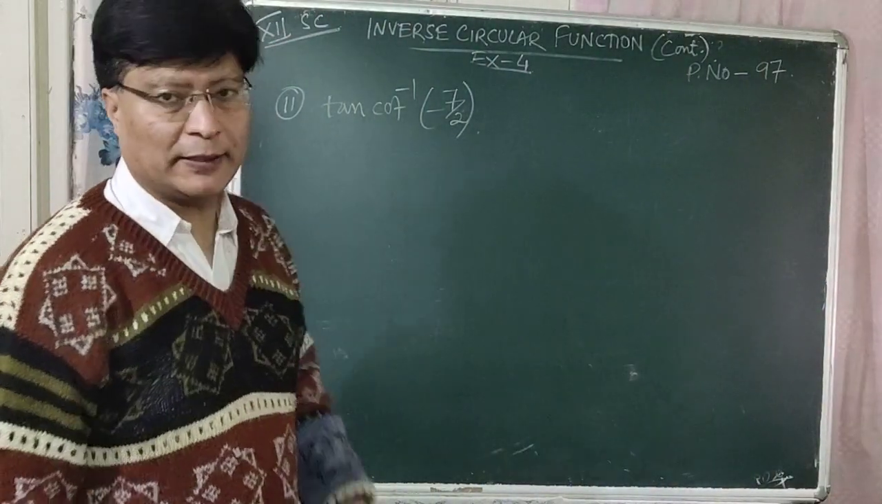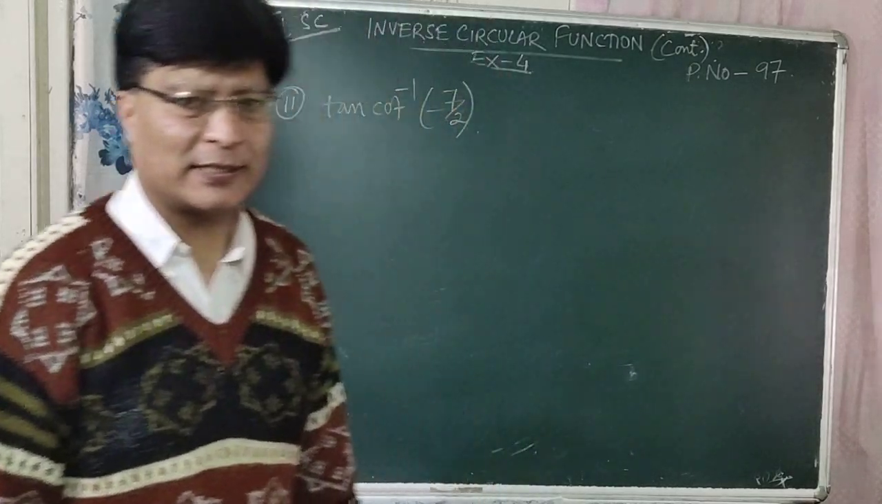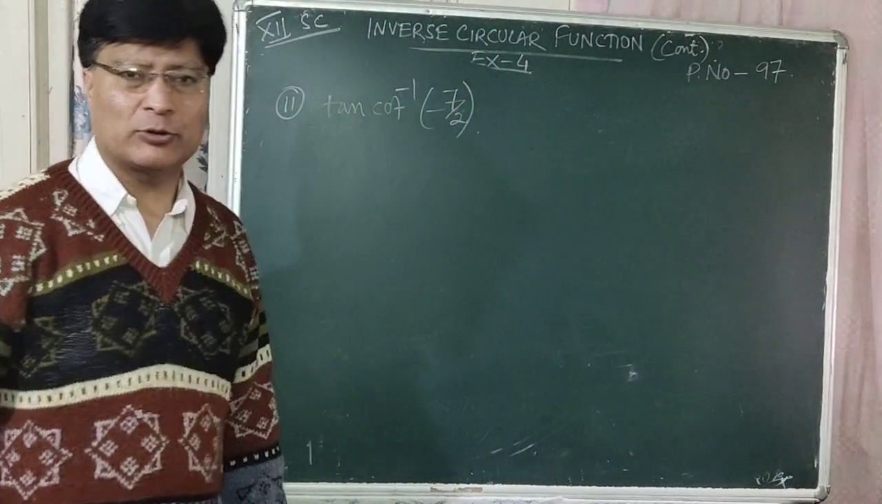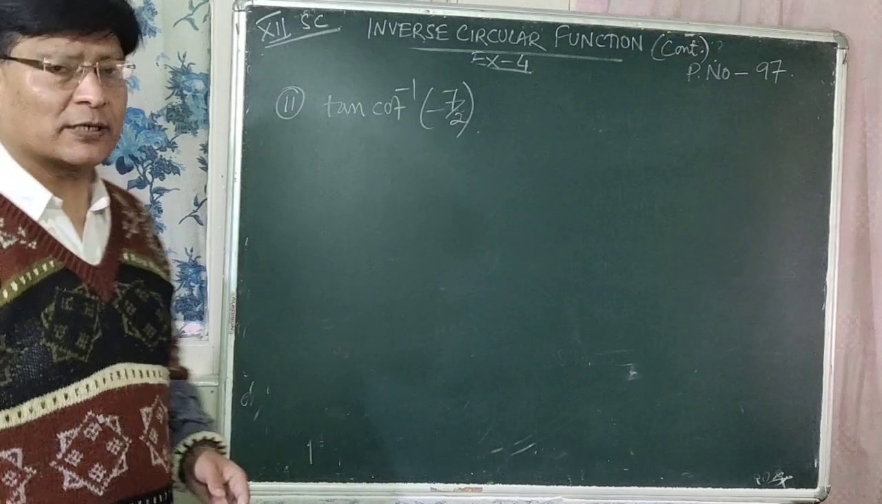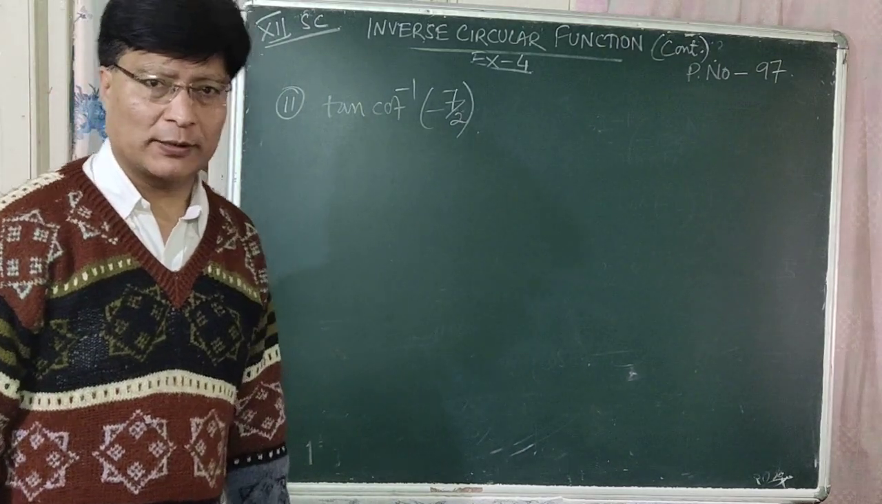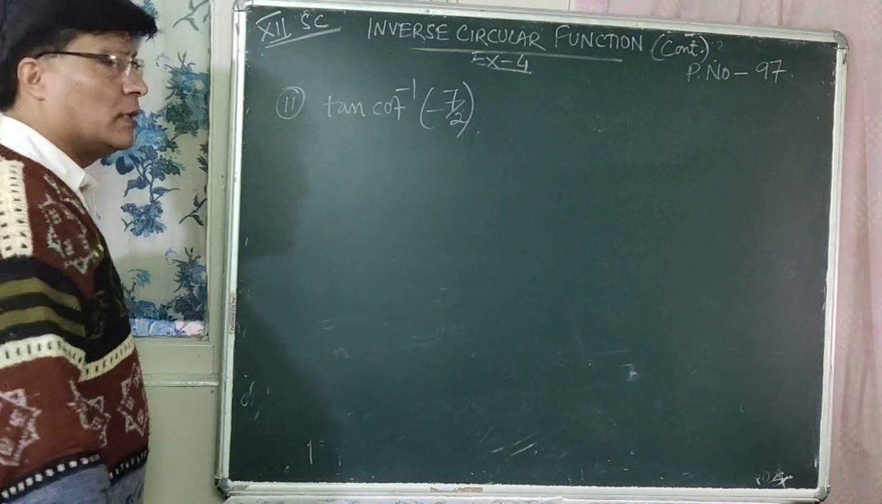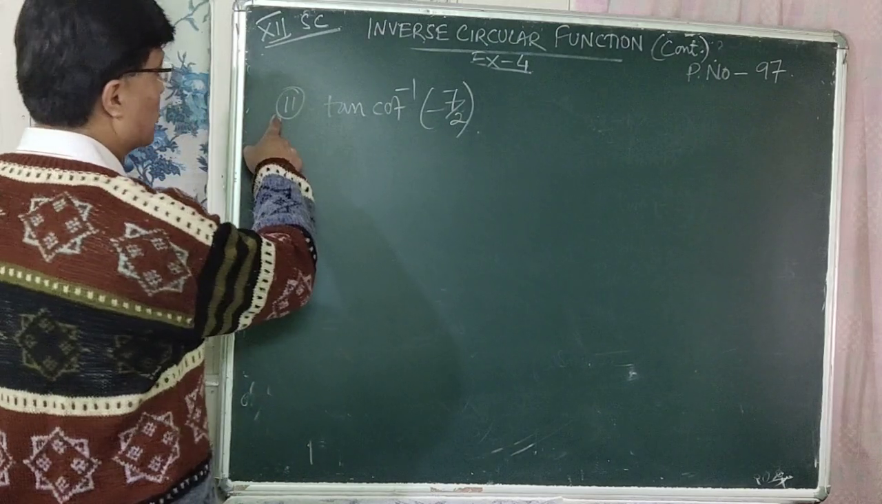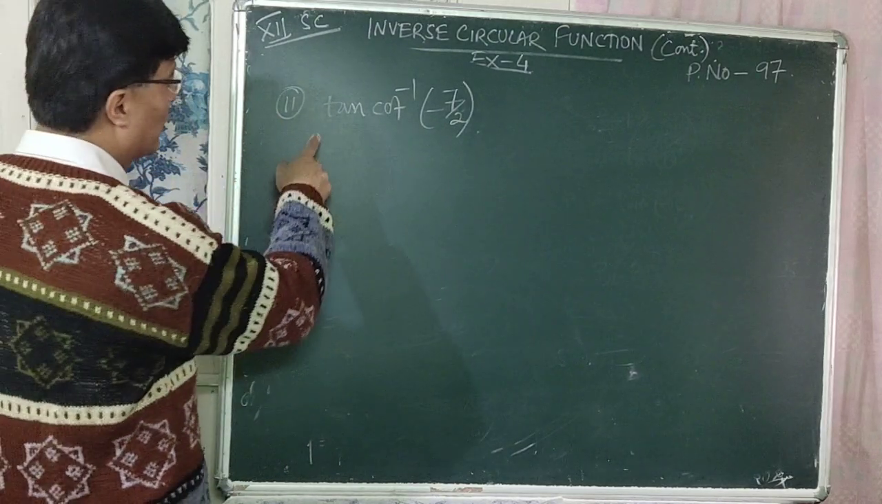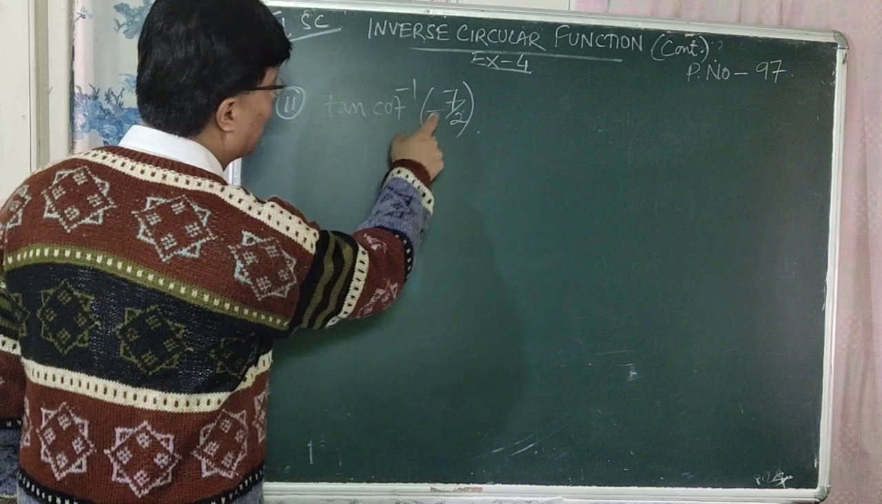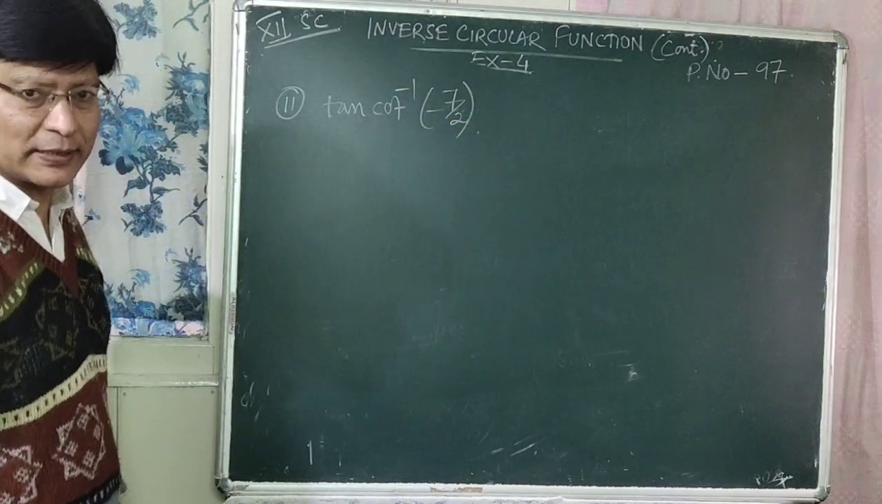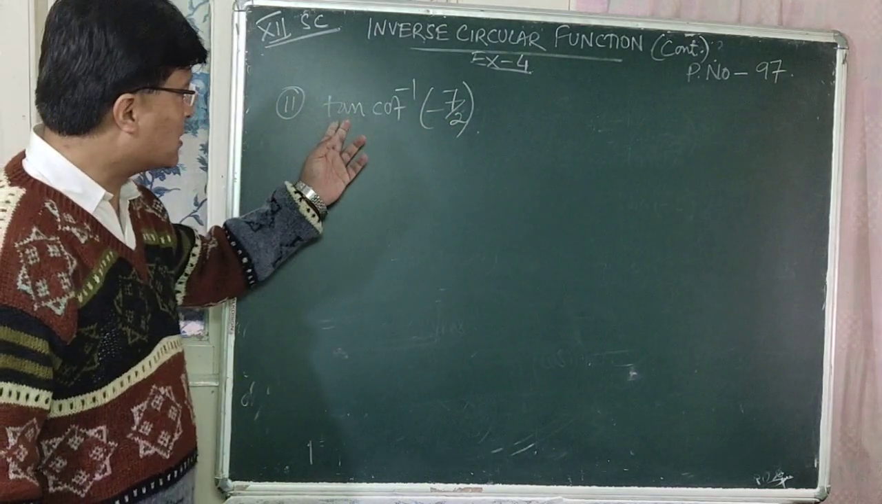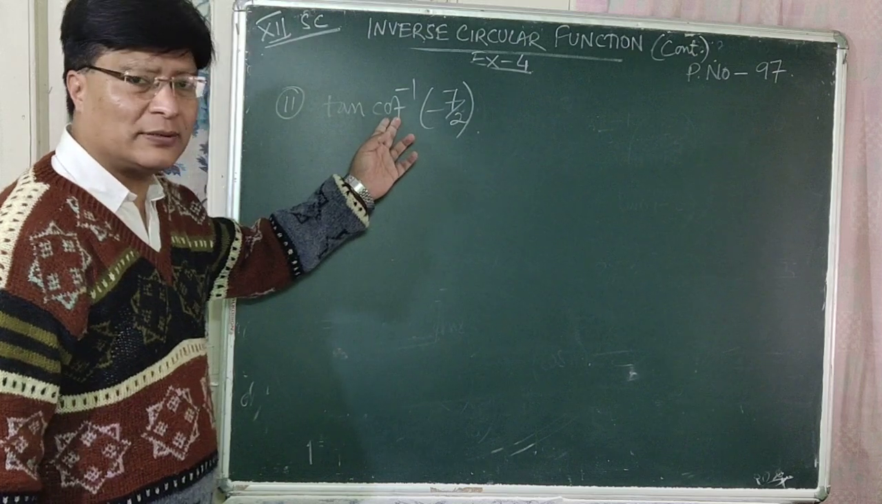So now question number 11, and from problem number 6 till problem number 10 you have to do as homework. After I finish the class, I'll give you that homework, right? So now question number 11 is, you have to find out the value of tan cot inverse minus 7 by 2, right? If this is tan, you have to change it into tan inverse.